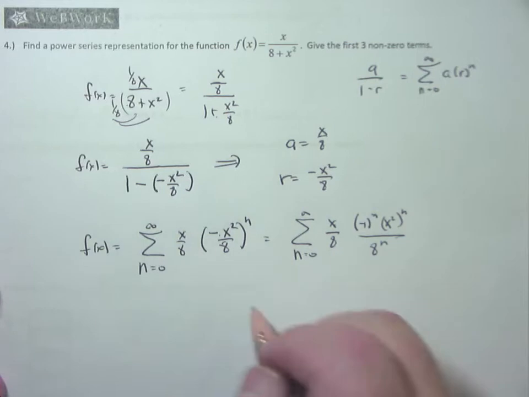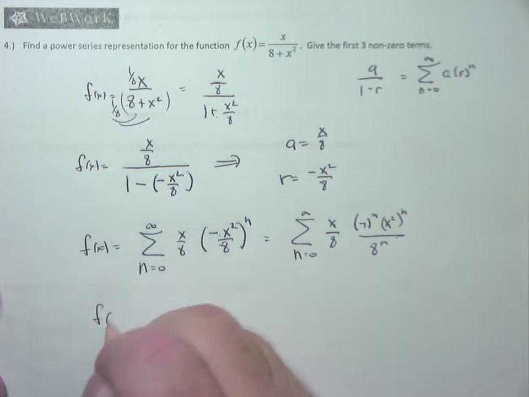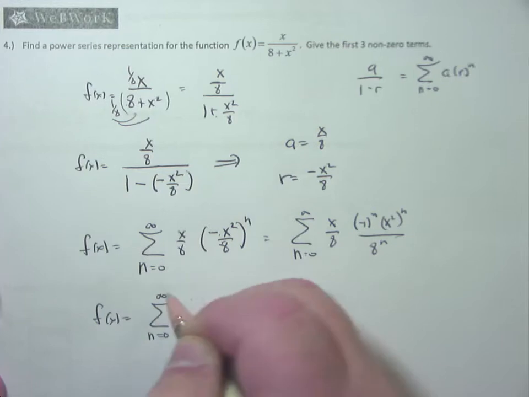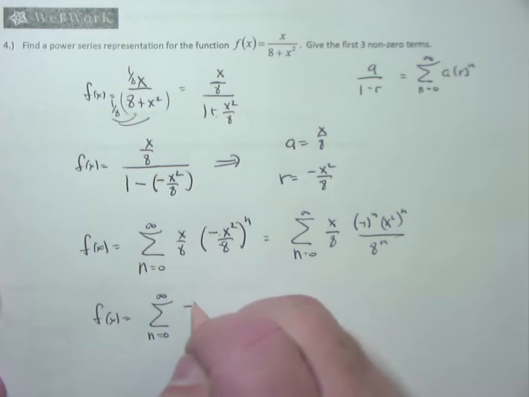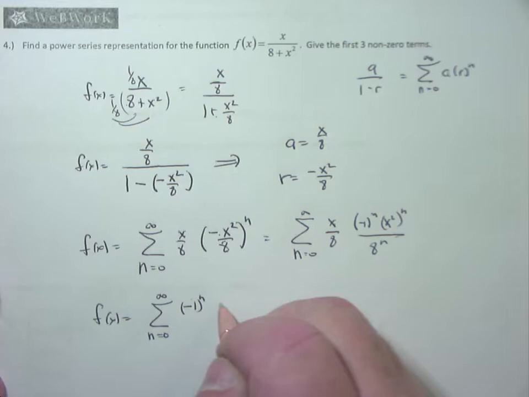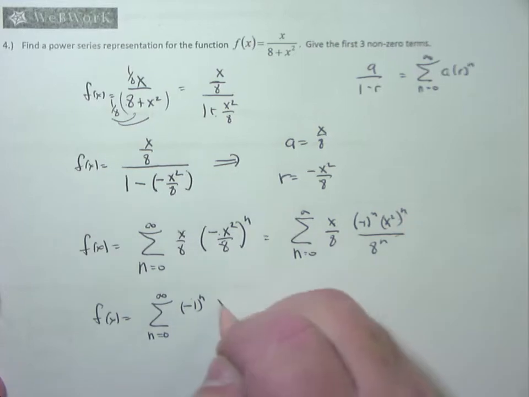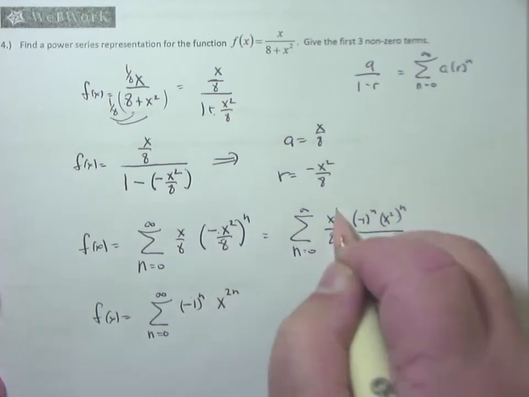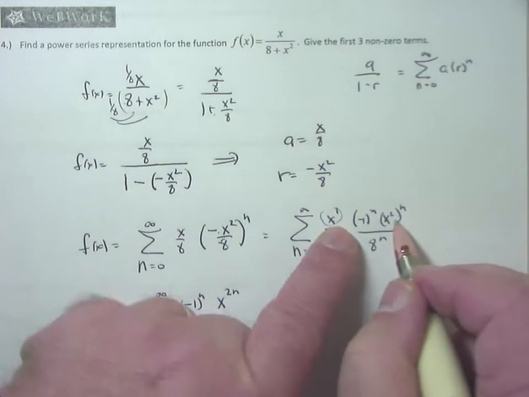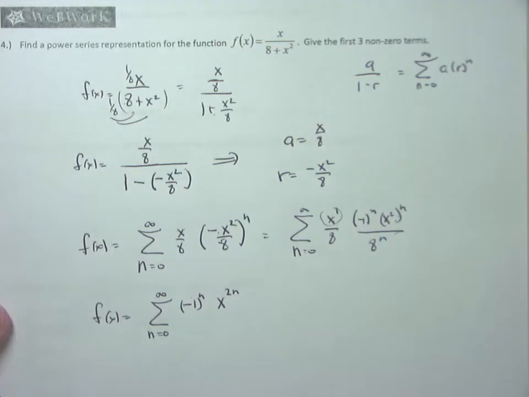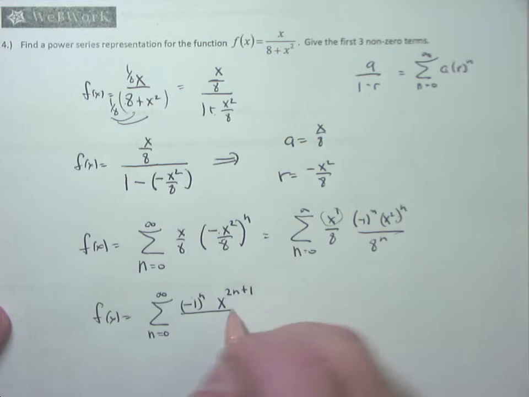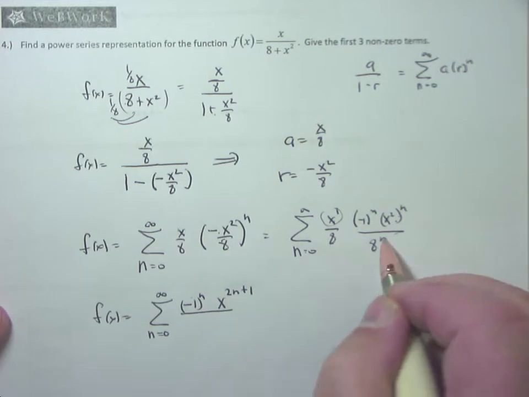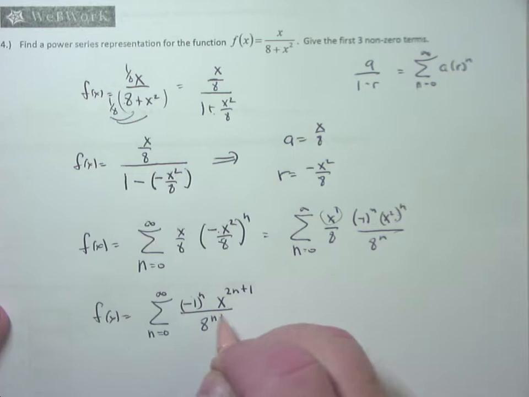Power to a power you multiply, so when you clean it up, you get f of x equals the sum as n goes from 0 to infinity of negative 1 to the n. Power to a power you multiply, that gives you x to the 2n, but there's one more x. And when you multiply, what do you do with the x's? You add their exponents. That'll be x to the 2n plus 1 over 8 times 8 to the n, which is 8 to the n plus 1. When you multiply, you add exponents.